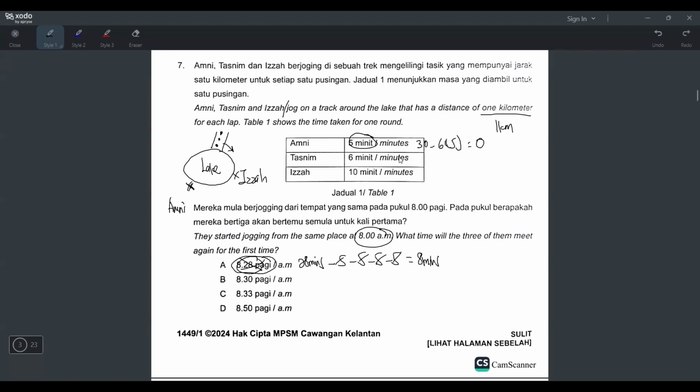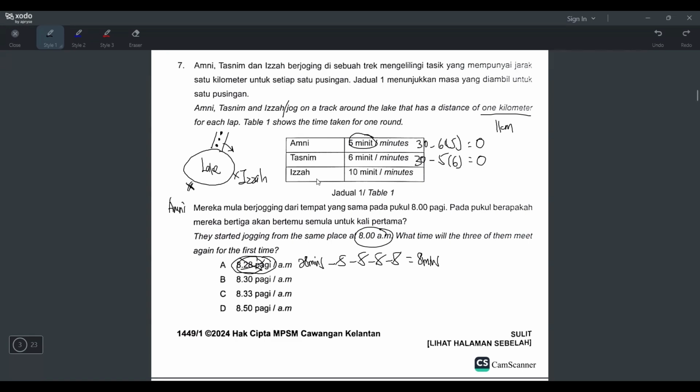What about Tasnim? Tasnim, it will be 30 minutes and you can minus 6 how many times? 5 times 6, right? Because when you take 30 minus 30, you end up with 0. That means at 8:30 a.m., Tasnim completed how many rounds? 5 rounds. Because for her, 1 round took 6 minutes. So when you times 5, it is 30 minutes.